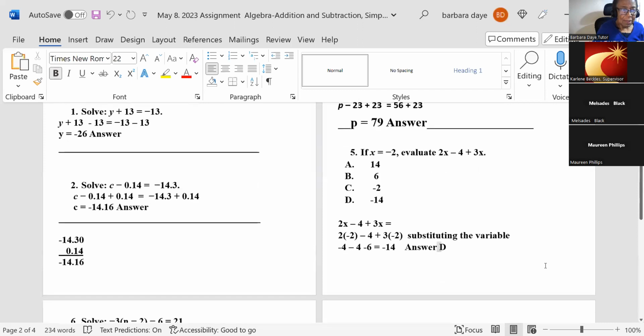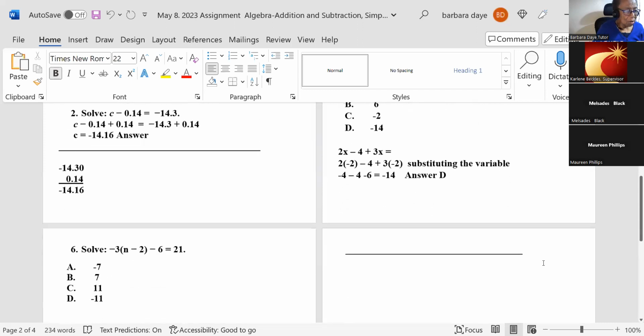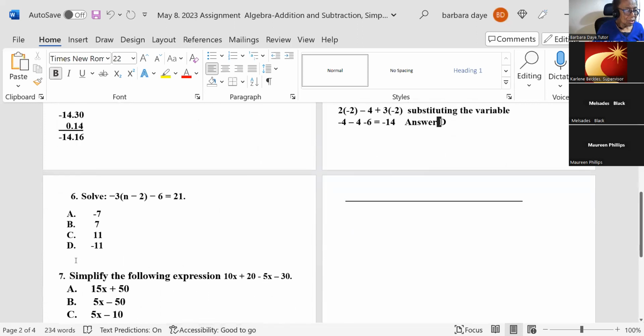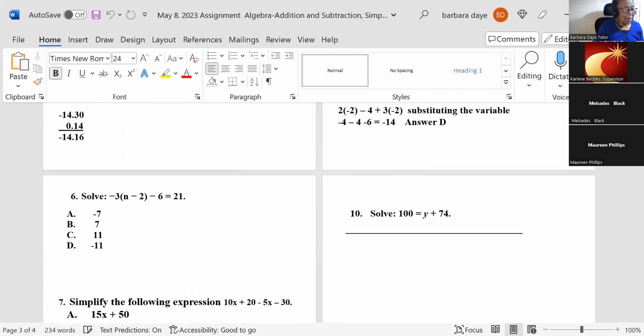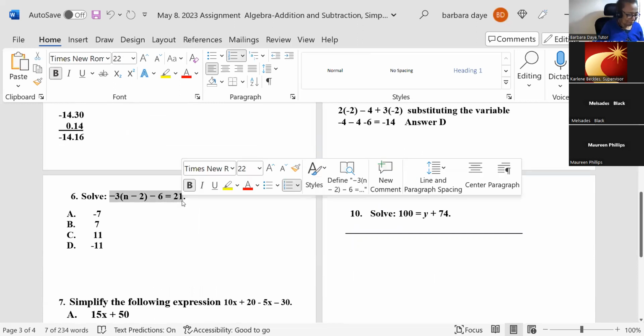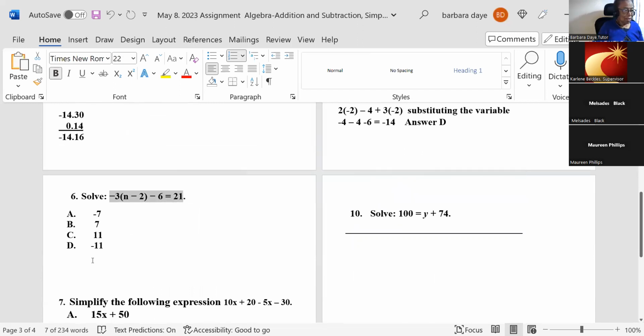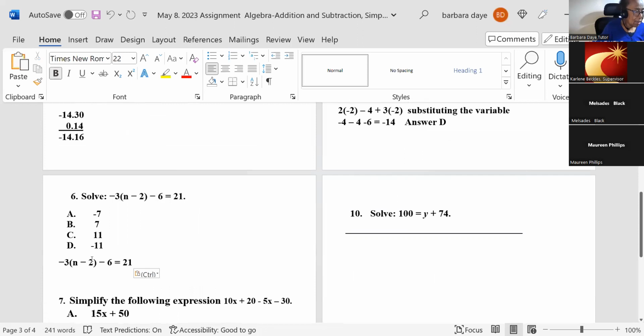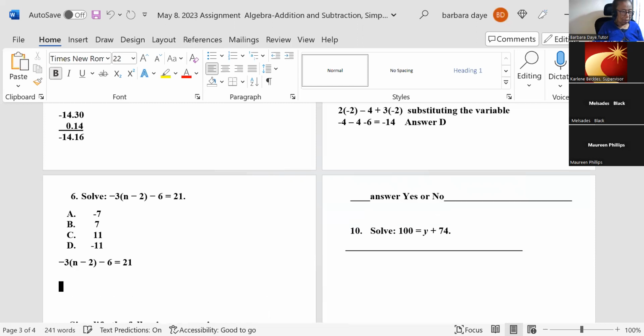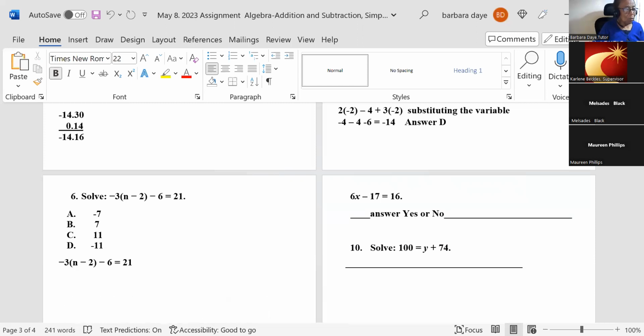Now, Mercedes, you had a question mark on number 6. So what about number 6 didn't you understand? I didn't understand how to start doing it, miss. Okay. Now, when you have a parenthesis and a number outside the parenthesis, what does that tell you to do, Mercedes? To multiply. Yeah, you've got to multiply what is outside the parenthesis by what is inside the parenthesis.